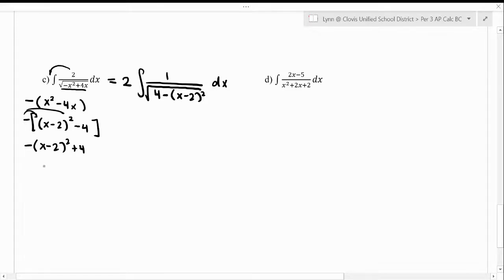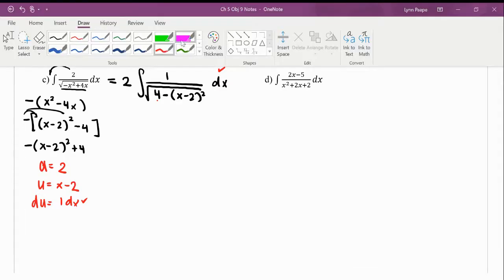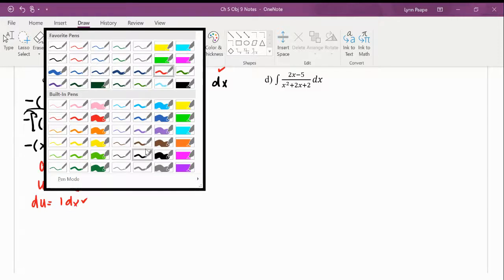And then I'm going to do my a terms down here. So my a is the number being squared, so that would be 2, because 2 squared is 4. u is the variable term being squared, so that would be x minus 2. And then that derivative is 1 dx, and yay, yay, right? Always be excited when that happens because that means you don't actually have to do a u substitution.